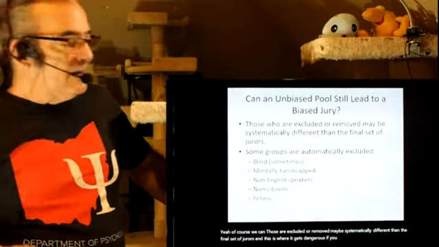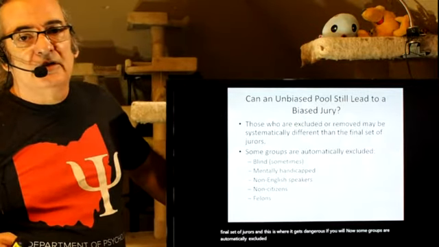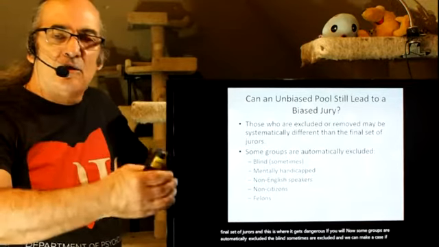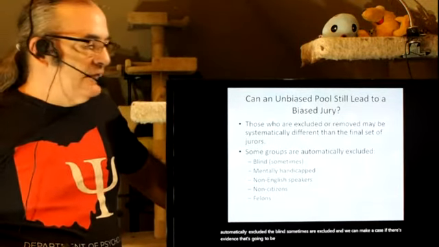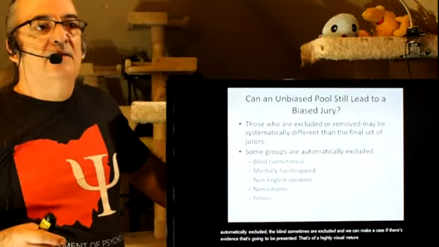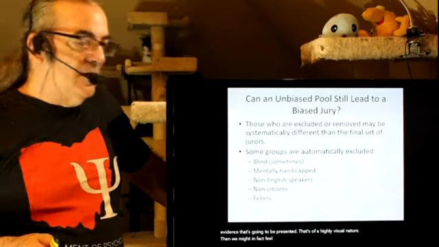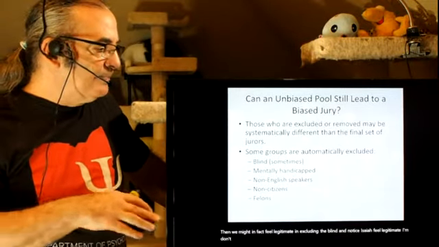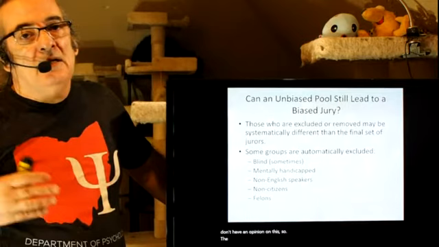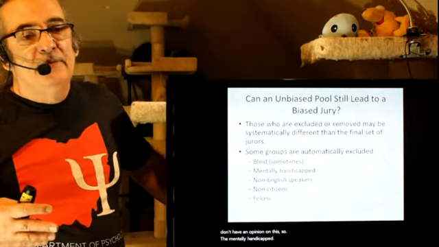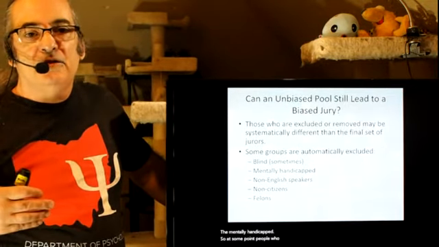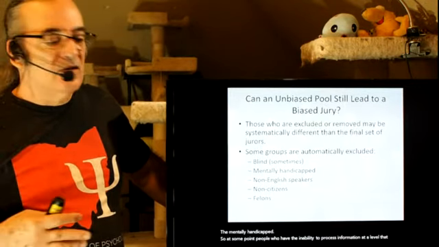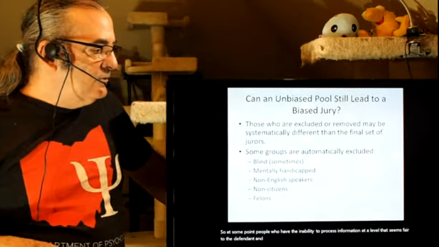Now, some groups are automatically excluded. The blind sometimes are excluded, and we can make a case if there's evidence that's going to be presented that's of a highly visual nature, then we might in fact feel legitimate in excluding the blind. And notice I say feel legitimate. I don't have an opinion on this. So the mentally handicapped. So at some point, people who have the inability to process information at a level that seems fair to the defendant and the prosecution, perhaps they should be excluded.